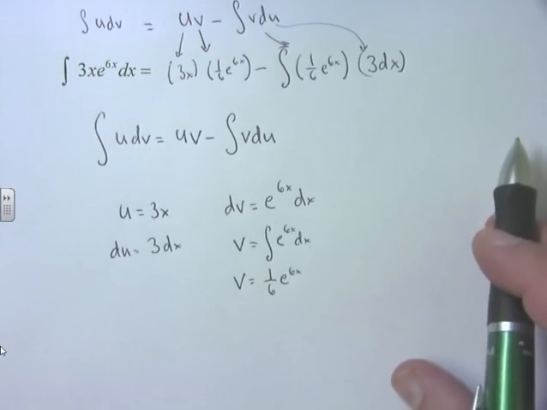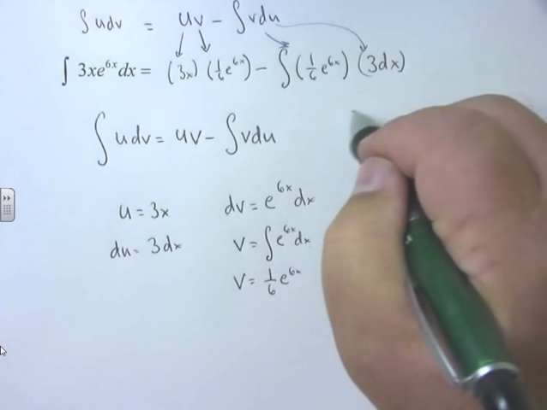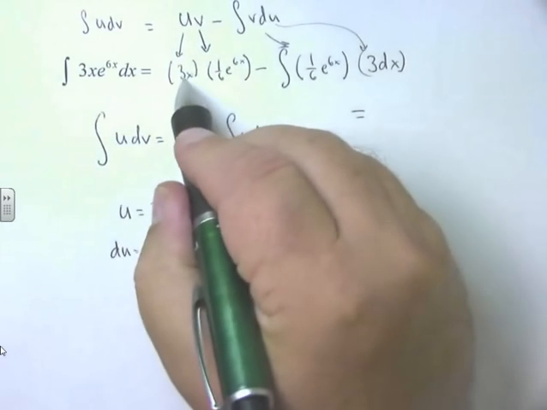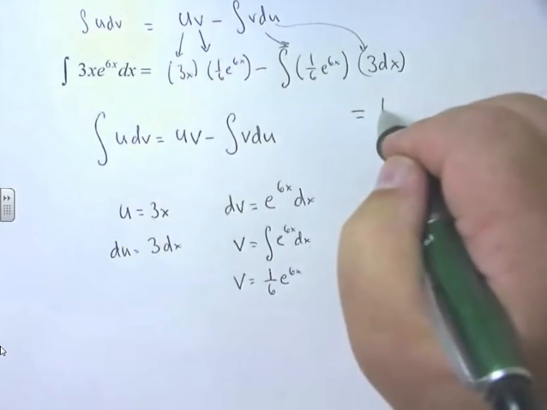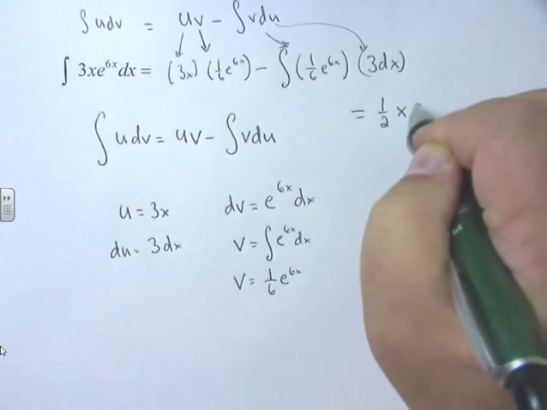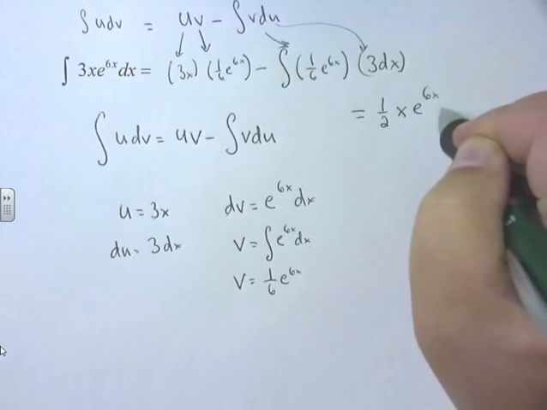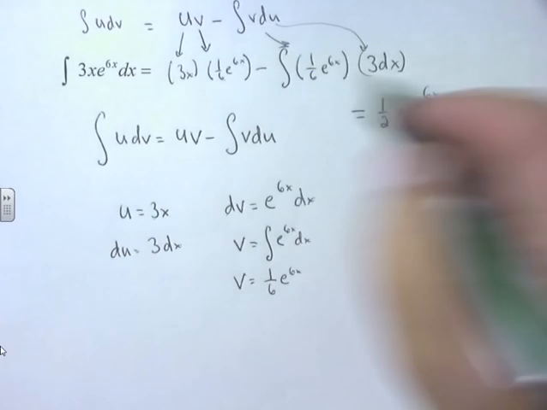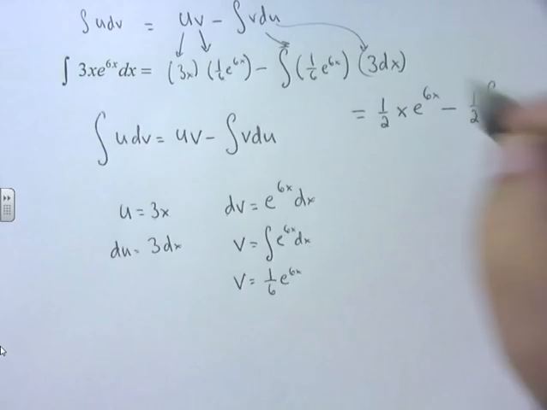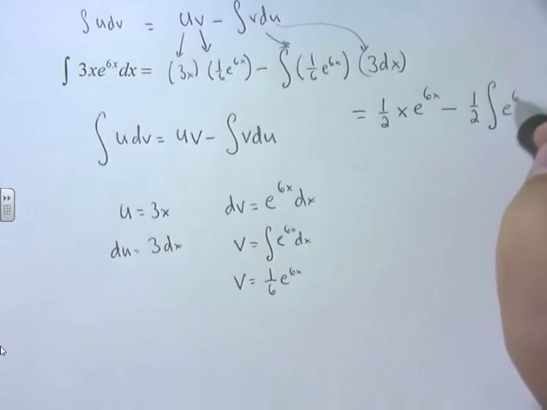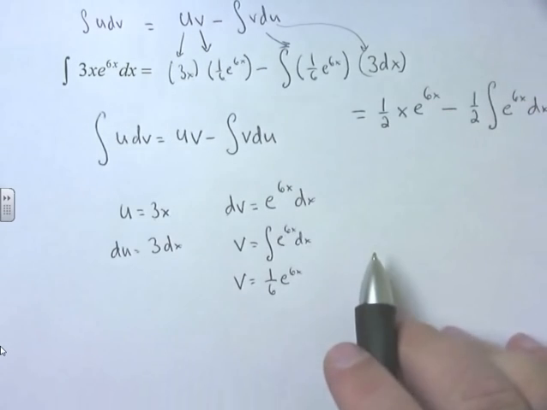So, here we go. Clean it up before you integrate it. So this becomes 3x times 1/6 e to the 6x. Well, 3 divided by 6 is a half, so this is 1/2 x e to the 6x minus 3 times a 6 is a half. In terms of an integral, that goes out front. The integral of e to the 6x dx. So I clean this guy up by pulling my constants out front.